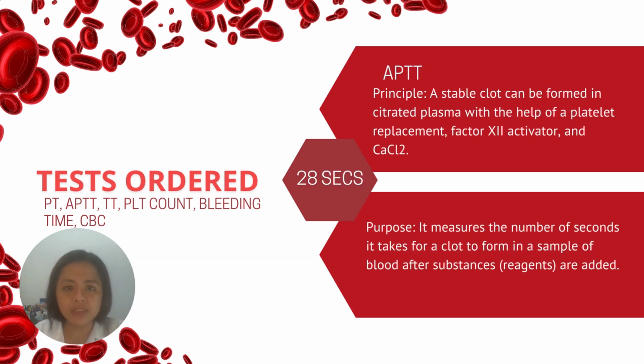For the APTT test, the purpose is to measure the number of seconds it takes for a clot to form in a sample of blood after substances or agents are added. The principle of this test is that clotting can be formed in citrated plasma with the help of a platelet replacement, factor 12 activator, and calcium chloride. The result of the patient's APTT test is 28 seconds, interpreted as normal.